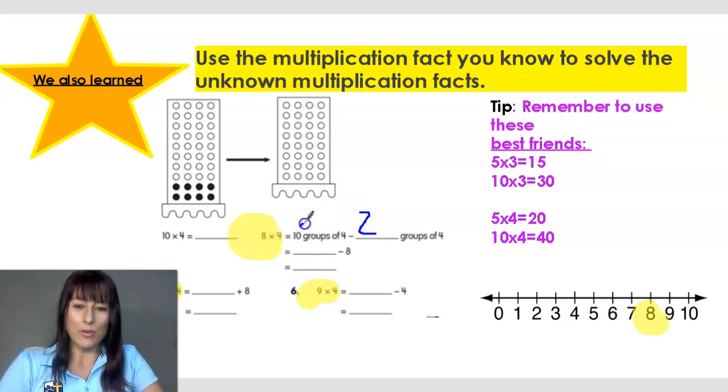So again, 10 groups of 4 give us, what's 10 groups of 4? That means 10 multiplied by 4. That's going to give us 40. And here we already have it answered, but if we would not have a number here, we would know that 2 groups of 4 are 8. That's why the number here is 8. So again, 40 minus 8. Now we're going to count back, and I know that the answer will be 32.